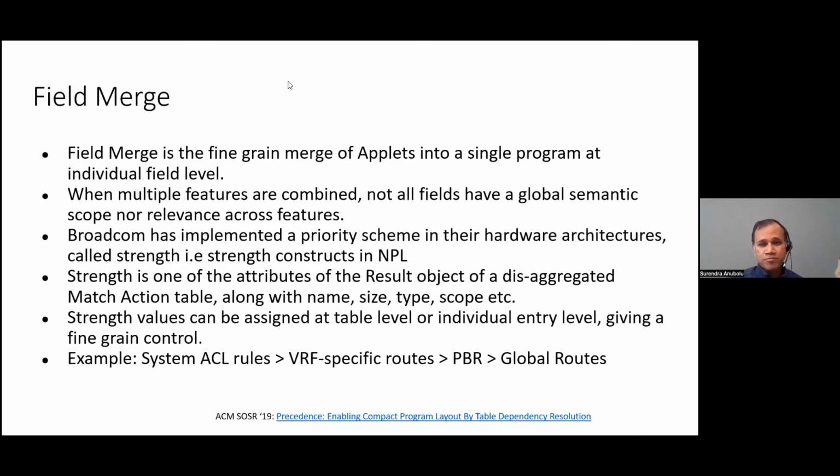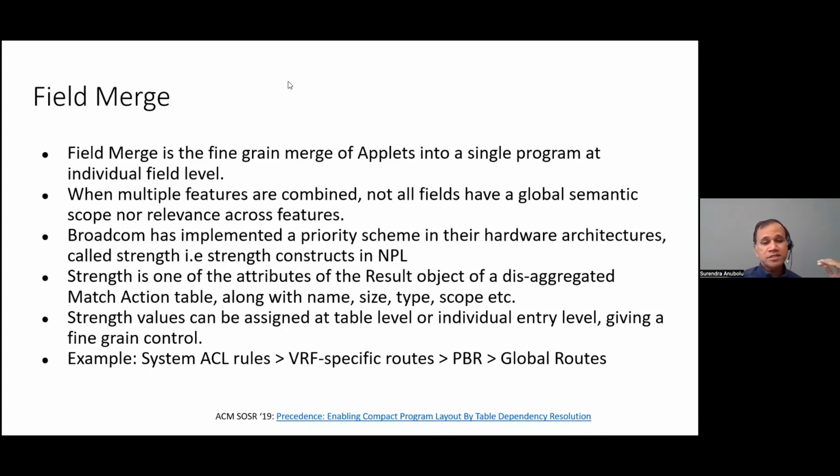I put a reference to an earlier presentation at ACM on precedence. It has a set of examples on why precedence is important and how it enables table dependency resolution. But when we are talking about applets, it becomes even more important because it allows you to independently control who is getting the priority. This priority is not necessarily static. For example, a policy-based route has a higher priority than a global route, and specific routes have even higher priority. But this priority could be very dynamic.